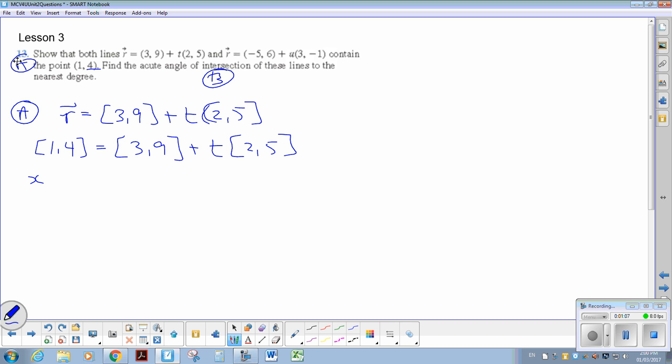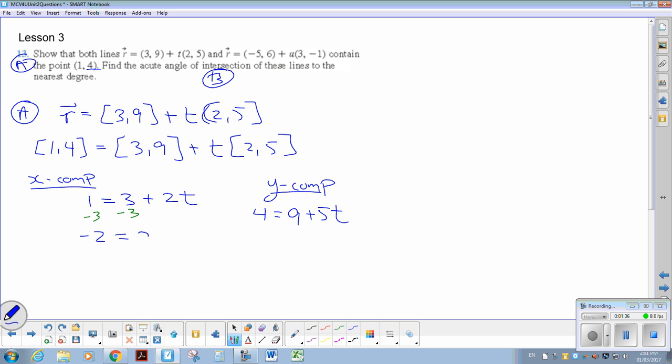So the x component would show me that 1 has to equal 3 plus 2t. My y component, I'll do over here, would be 4 equals 9 plus 5t. So I'm going to solve for t in the x component. It doesn't matter the order here. You can do the y component first. I'm going to subtract 3. So we end up with negative 2 equals 2t, or t equals negative 1.